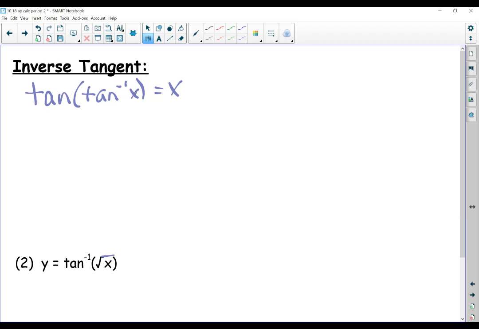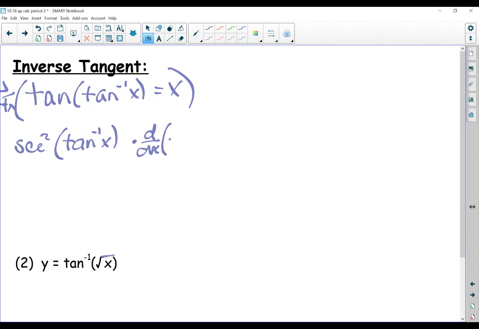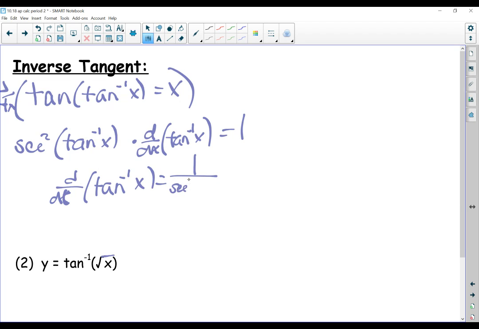Okay, let's see if you got the first step right. I'm going to take the derivative of this equation. I'm going to use chain rule here on the left. So the derivative of tangent is secant squared of the inside that doesn't change in chain rule times the derivative of the inside, which I don't know, so I'm just writing it's the derivative of the inside, equals 1. So d dx of inverse tan of x is equal to 1 over the secant squared of inverse tan x.